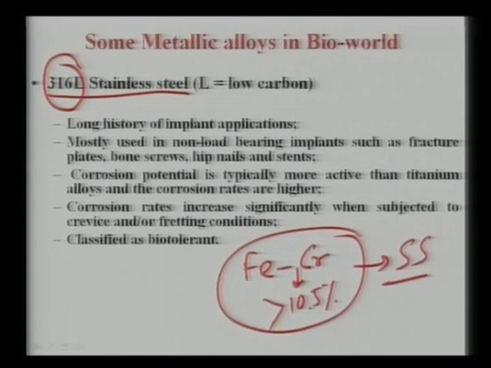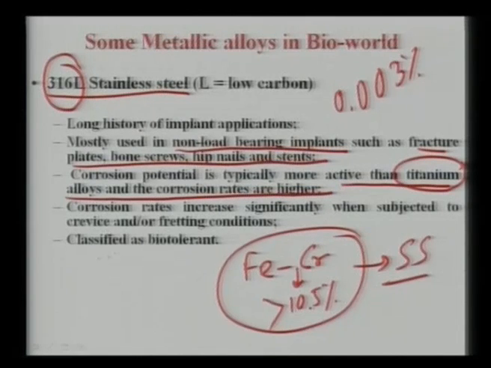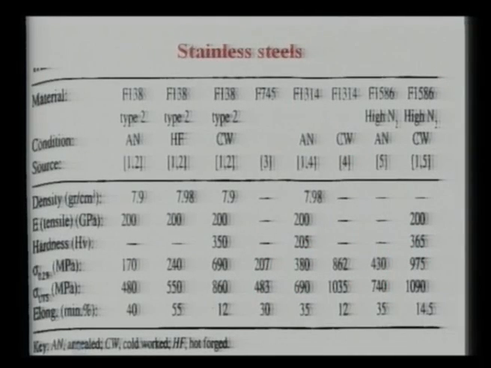When you use the standard designation L, L means low carbon content, and this low carbon content may be as low as 0.003% of carbon in this stainless steel. Now, these stainless steel alloys are mostly used in non-load bearing implants such as fracture plates, bone screws, hip nails and stains, and corrosion potential is typically more active than titanium. Therefore, for high durability or longer resistance to corrosion, titanium alloys should be used, and the corrosion rates of steel are higher, and this is considered as biotolerant, and the corrosion rates increase subsequently when subjected to crevice or fretting conditions. These are some of the commercial grades of stainless steel.